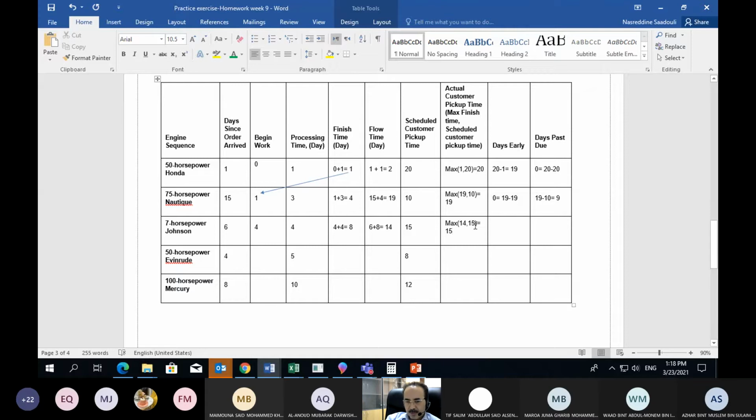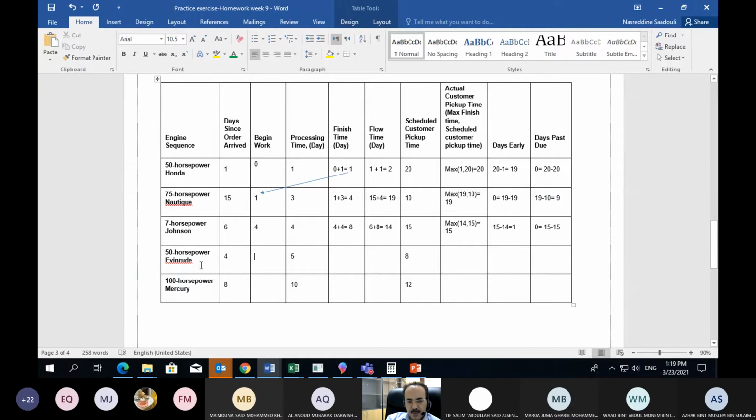Before I calculate, is this job early or late, even before I calculate the values? It was scheduled for day 15, we finished it on day 14, so is it late or early? Early. Early, correct, because we finished it before it was promised. So 15 minus 14, it's 1 day early. And therefore, what should we have in the days past due? It must be 0. It has to be. And indeed it is. It's 15 minus 15, the actual minus the promised.